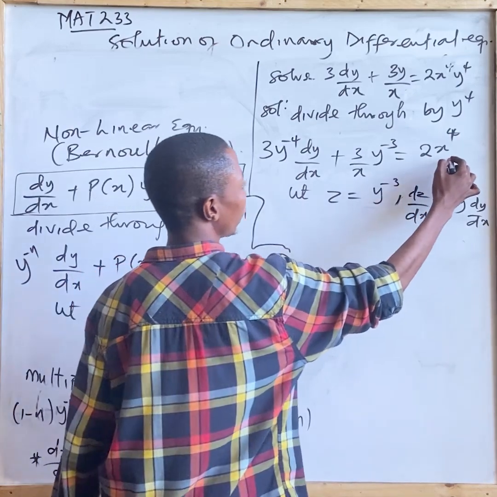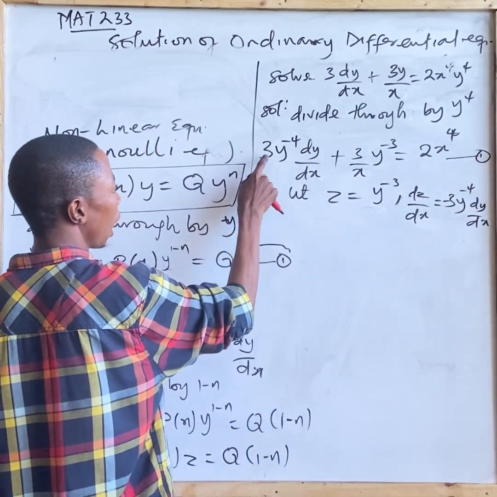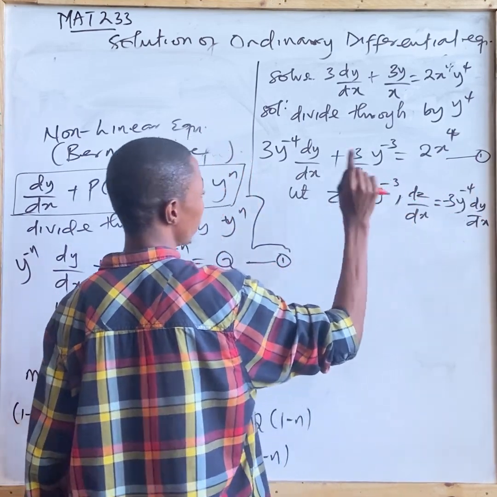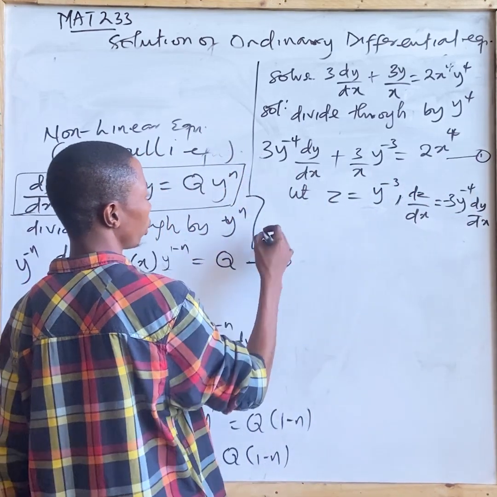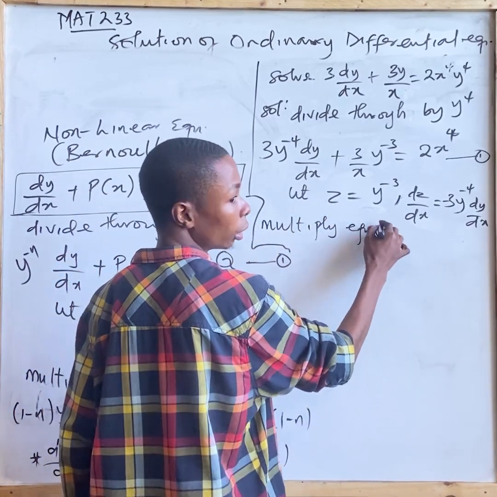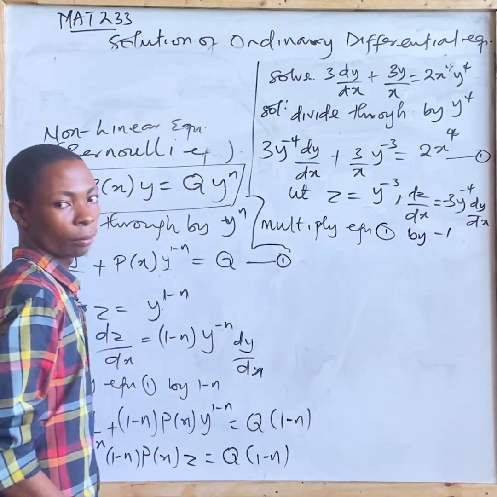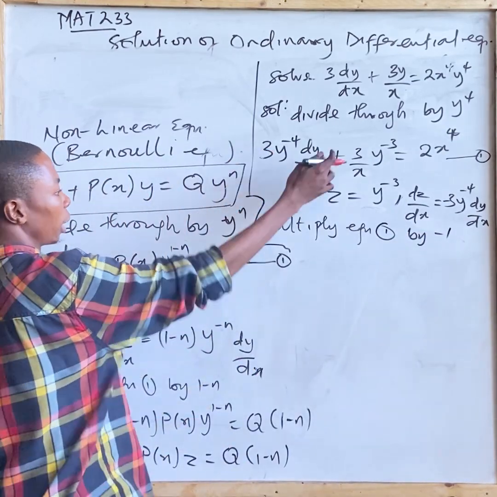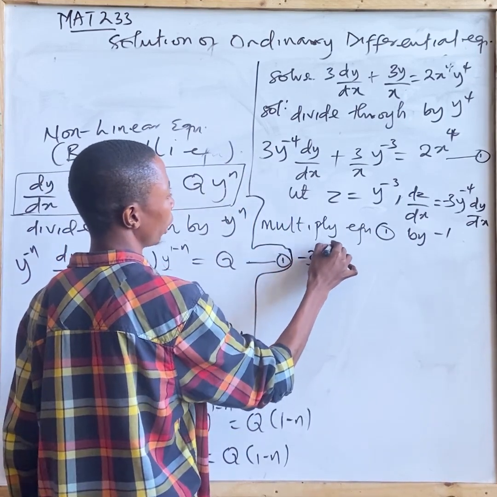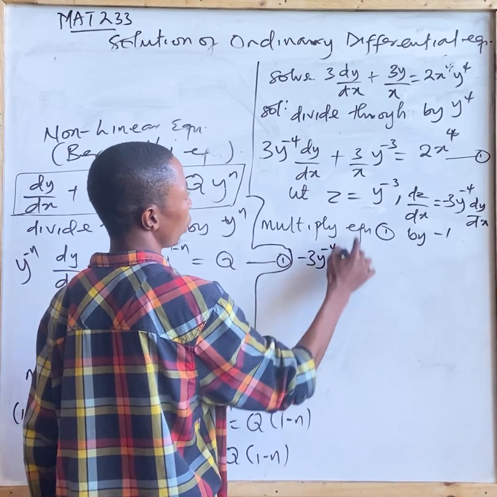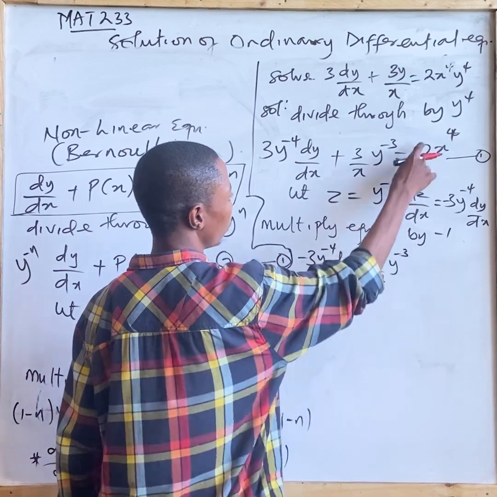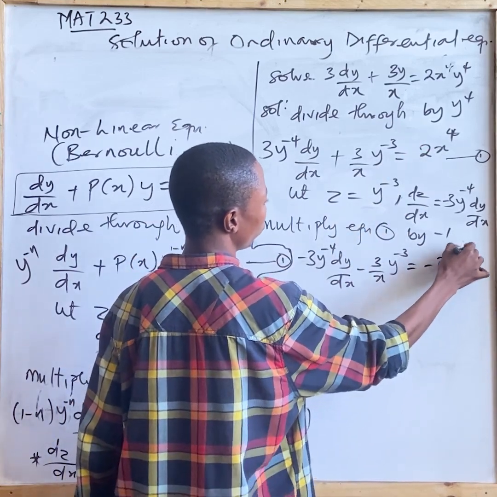So from here now, let's say this is equation 1, for example. I have 3y^-4, but my dz/dx is minus 3y^-4. What is missing here? The minus sign is missing. So if I multiply equation 1 by minus 1, we have minus 3y^-4 dy/dx. If I multiply this one by minus 1, this plus will change to minus 3 over x, y^-3. Multiply this one by minus, that's minus 2x^4.